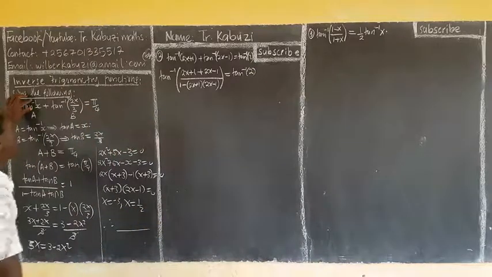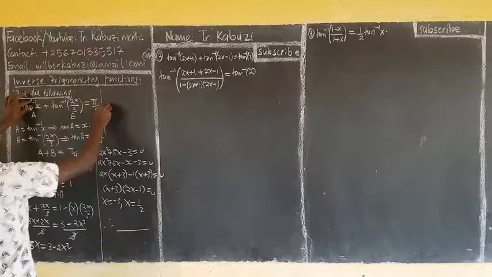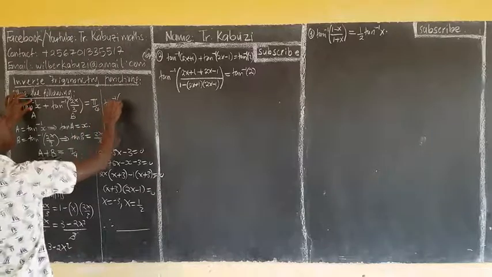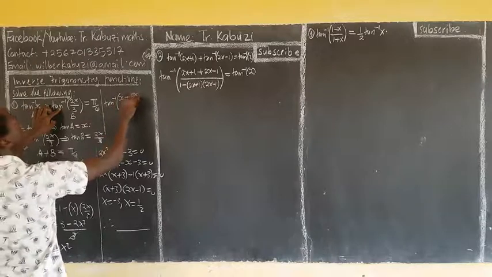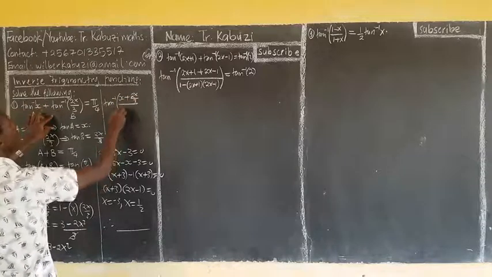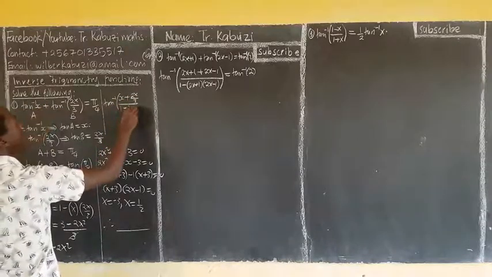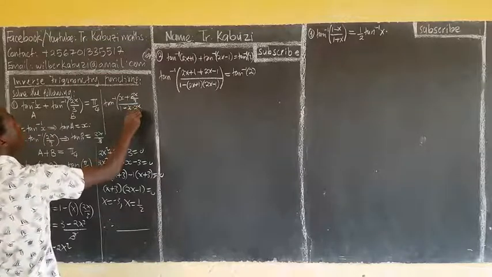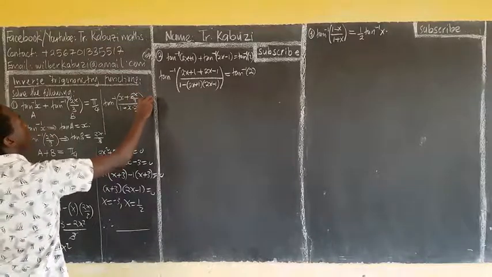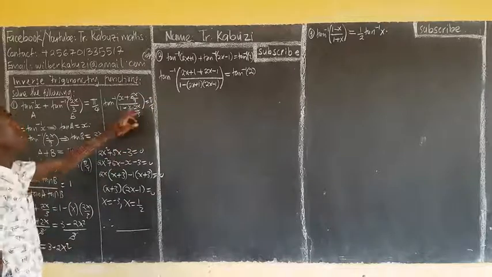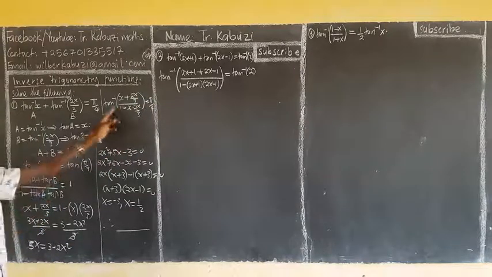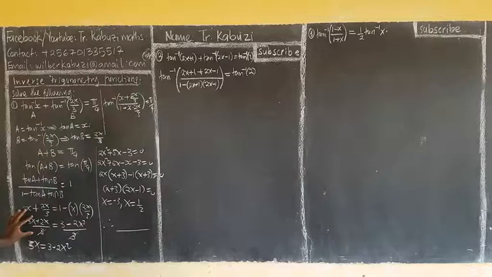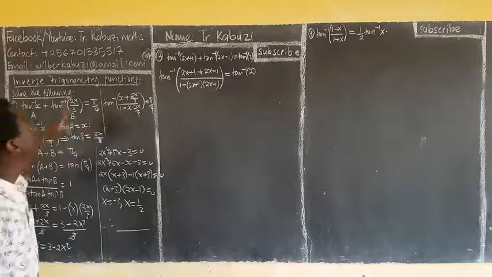Here you can see that we will be having this as tan inverse of x plus 2x over 3, the whole over 1 minus x times 2x over 3, the whole equaling to pi over 4. Then you take pi this side, you'll be getting to this step. So you can do it this way.